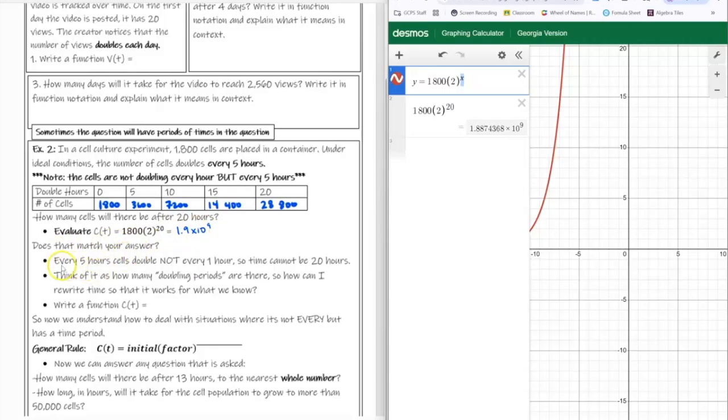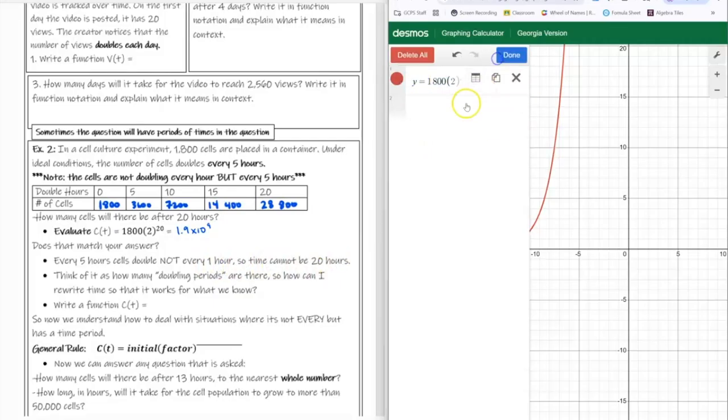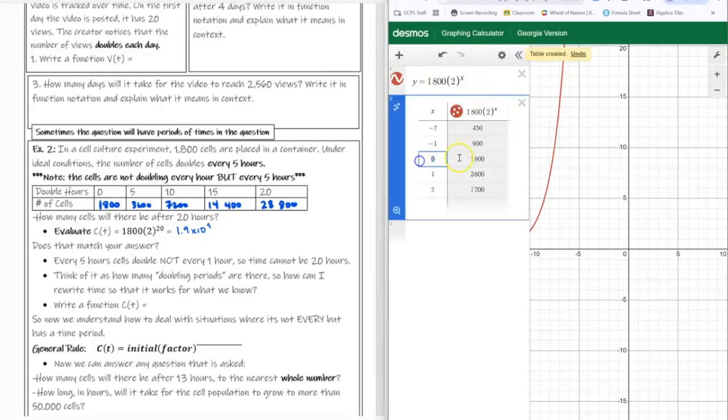It does not. Every 5 hours, the cells double, not every 1 hour. So time cannot be 20 hours. So let me show you what that means. So if you look at this, what I originally thought it was going to be, and I hit table, you'll see the answer says 0. I start with 1,800. So far, so good.